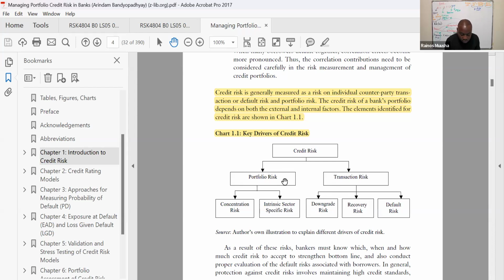When it comes to portfolio risk, this is where it can come from concentration risk or intrinsic sector-specific risk. Then if it's transaction risk, this is where it can come from downgrade risk, recovery risk, or default risk as well. Are there any questions regarding these key drivers of credit risk?